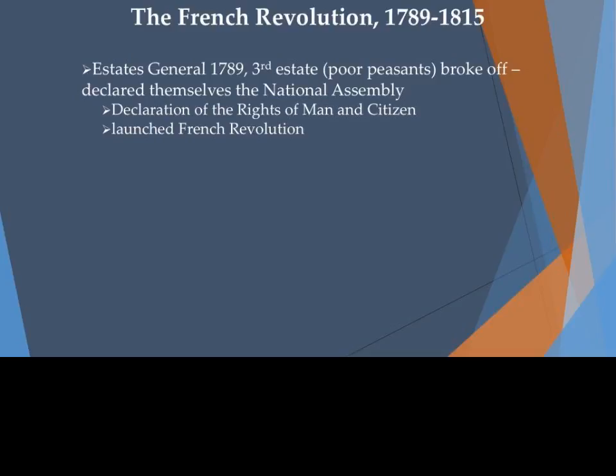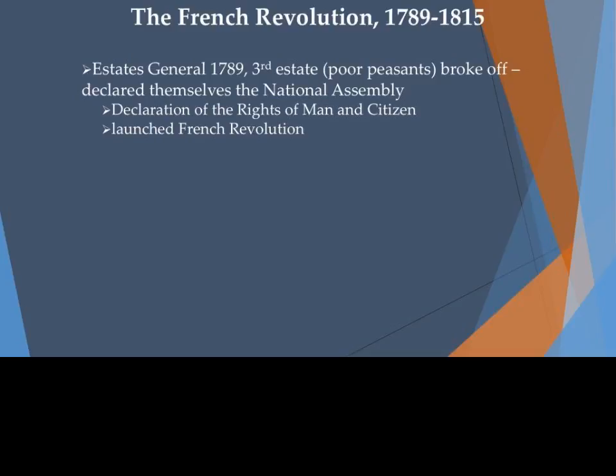Thus, the Tennis Court Oath came, that they will continue to meet, regardless of what the First and Second Estate do, until they could help solve these problems and come up with a constitution. And they declared themselves the National Assembly and the true representatives of the French people. And they drew up the ideas that formed the Declaration of the Rights of Man and Citizen. And these actions are what launched the French Revolution.